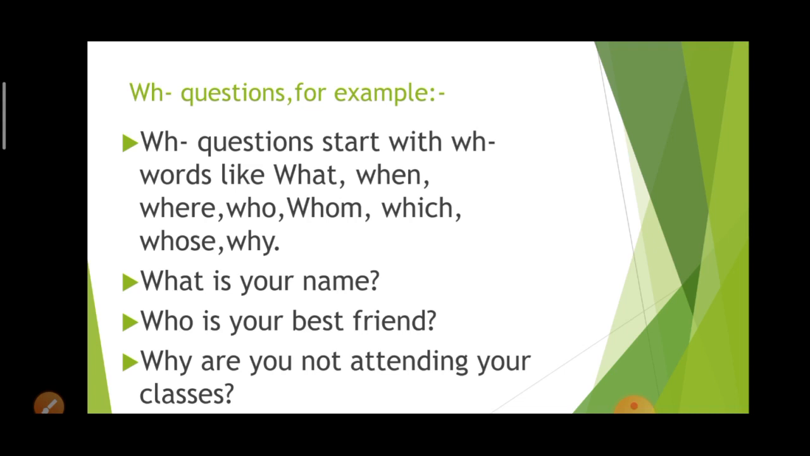WH questions always start with WH words like what, when, where, who, whom, which, whose, why. These are the WH words. And WH questions always start with a WH word, like what is your name? The questions that start with WH words are called WH questions, and these are interrogative sentences.